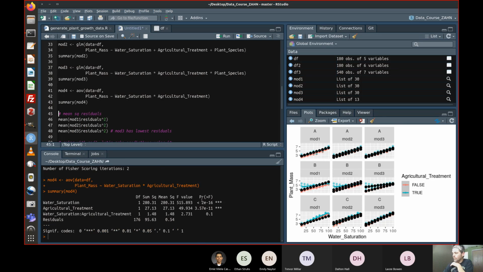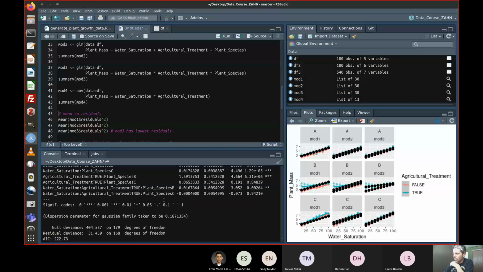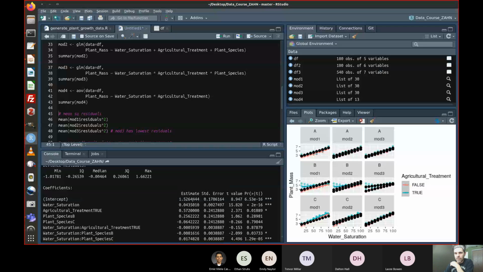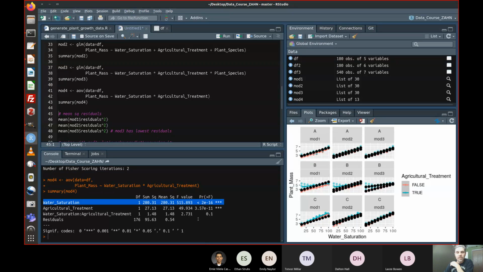Your table looks a bit different because we use an F test since it's an analysis of variance, but it's the same sort of deal. Here, though, in an analysis of variance, we're not actually doing a linear model necessarily. We are doing a regression behind the scenes, a one-way regression, but it's not reporting the estimates for you. It's just saying if water saturation was important. It doesn't tell you the direction. If agricultural treatment was important, and if the interaction was important. In this case, it's saying no, okay, because we didn't include plant species. So that's an analysis of variance, just AOV.